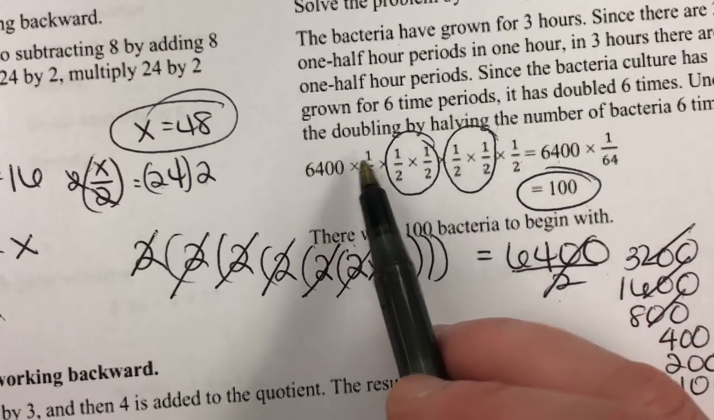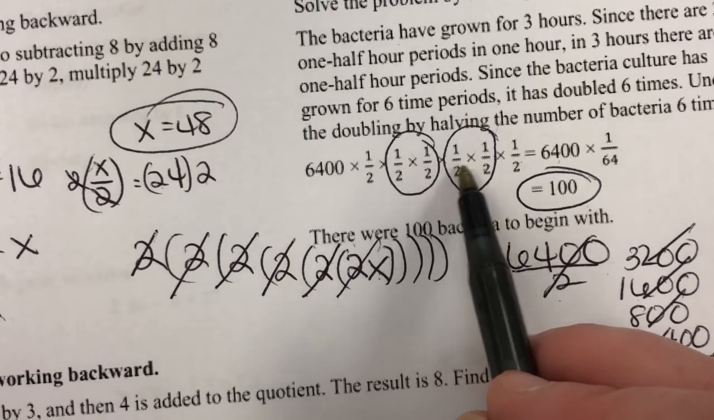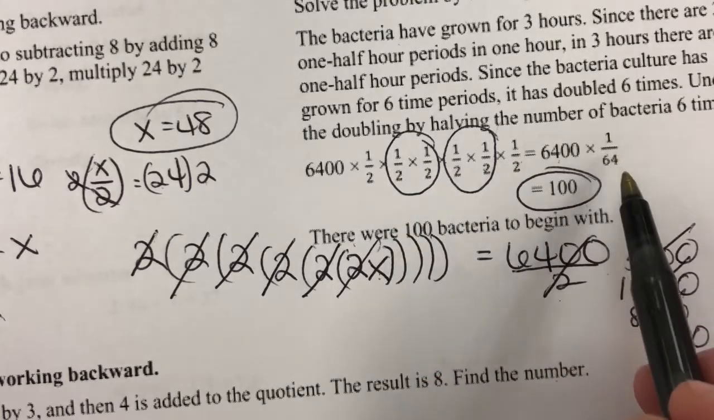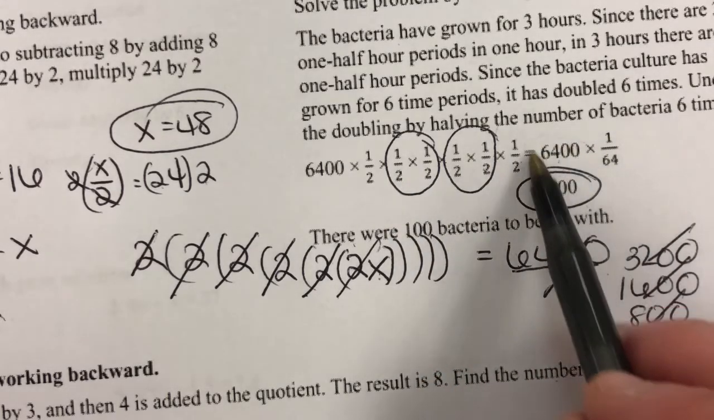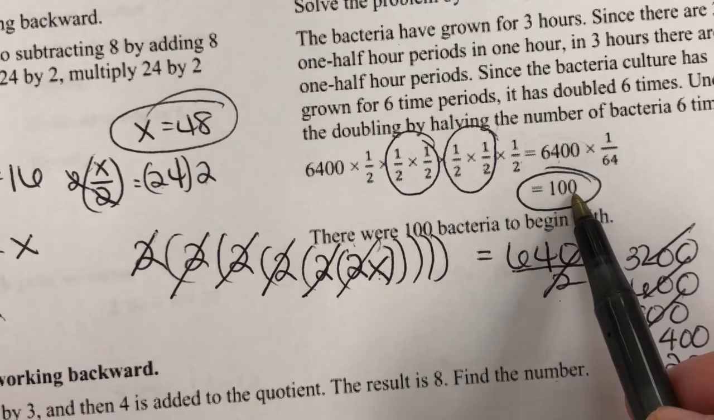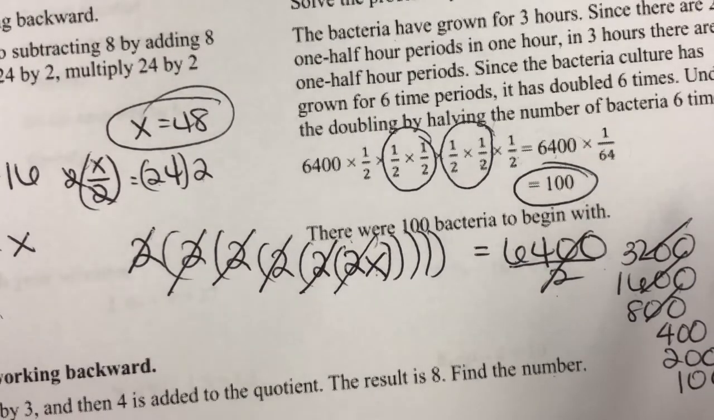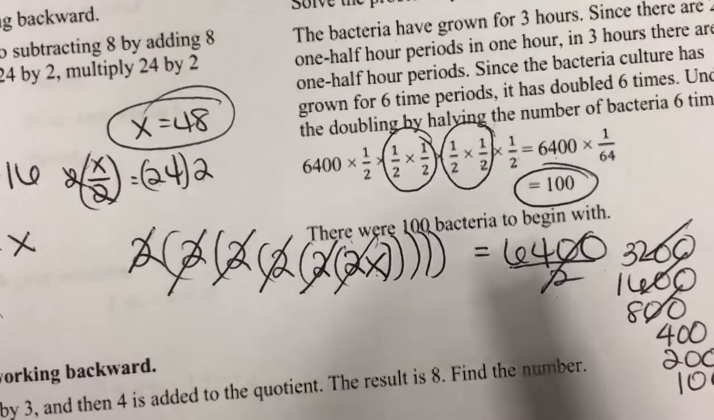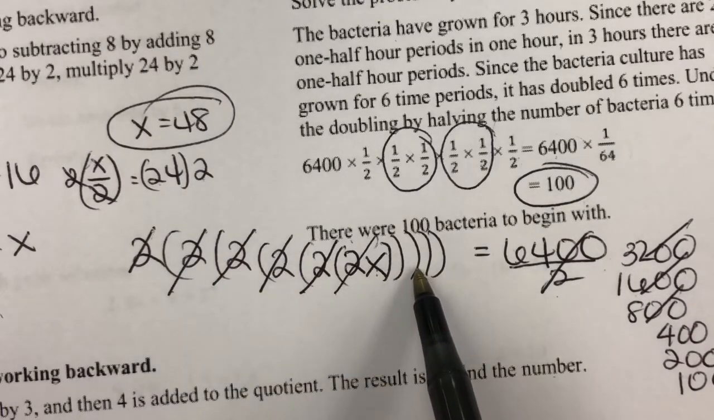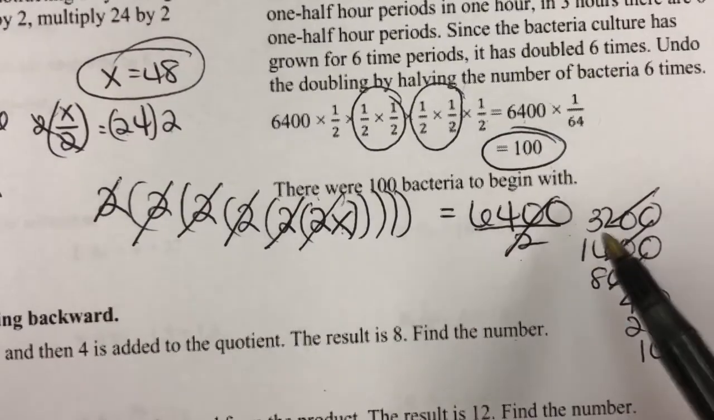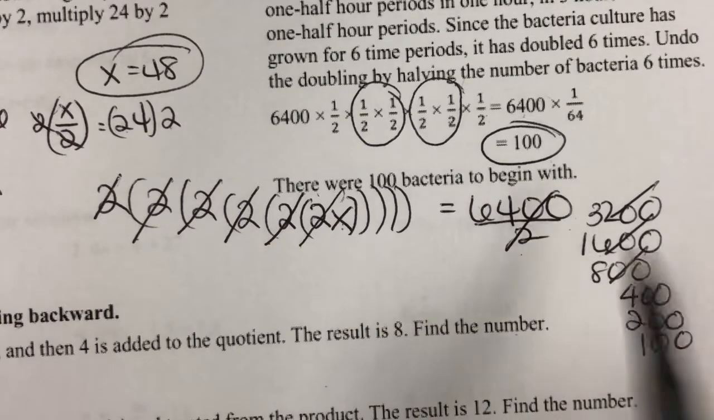So if we multiply 1/2 times 1/2 times 1/2 over and over and over, we get 1/64. And then if we multiply 6,400 by 1/64, you again get 100. To me, that way is super confusing. Even though my way looked funny and it was a lot longer, it made more sense in my head. I just undid everything. It's however it works for you.